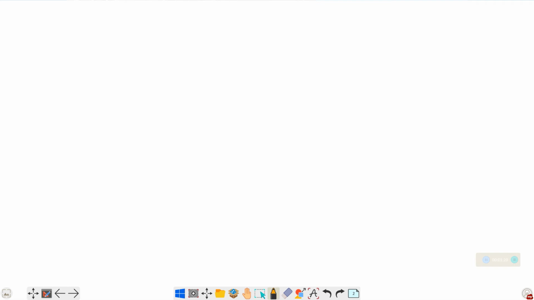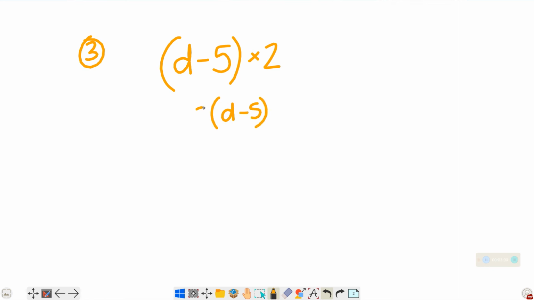Number 3 says a number D is decreased by 5. Decreased means to subtract. So decreased by 5 is subtract 5. And then it's doubled. If we want to say times 2, that would tell order of operations to do this piece first. But first they reduced it by 5, or it has decreased it by 5. So we want parentheses around that piece. Another way that you could write this is D minus 5 with the 2 in front. That also doubles what's inside the parentheses.